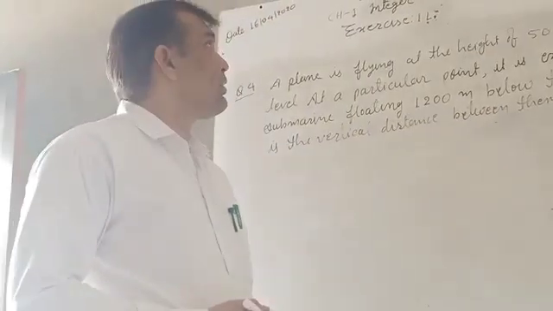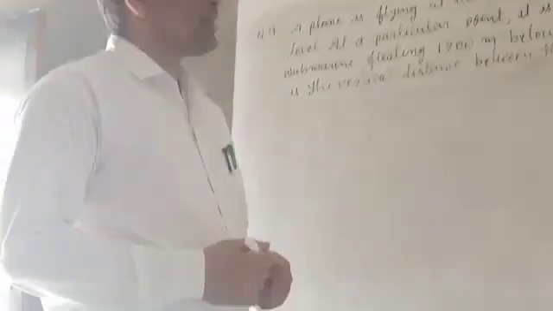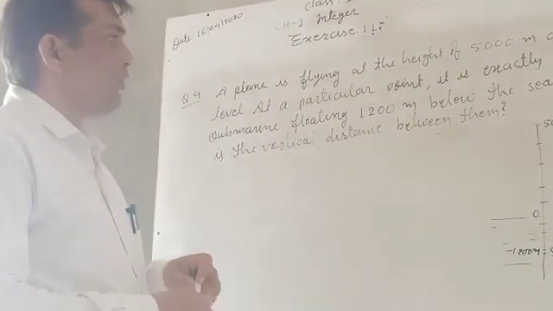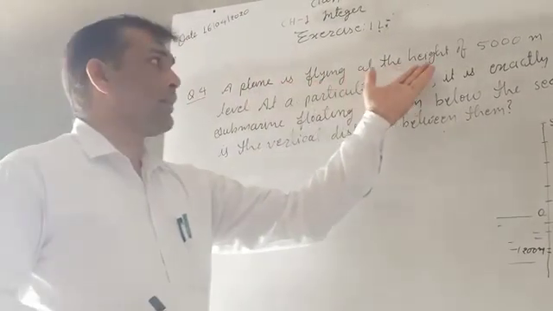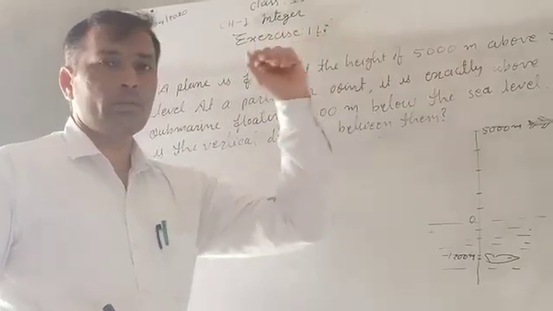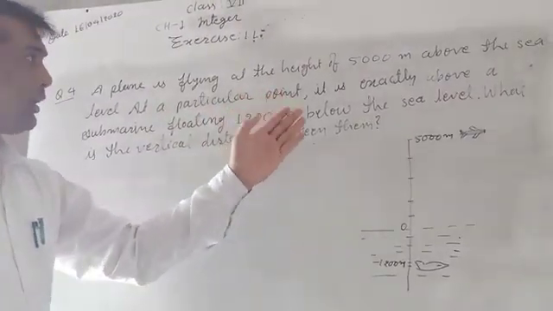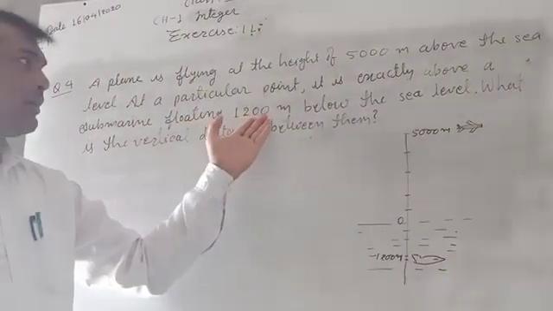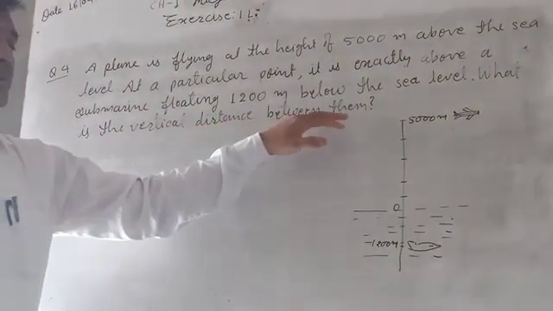Hello students, we are going to solve the next question of exercise 1.1, chapter 1, Integers, for class 7th. The fourth question is: a plane is flying at the height of 5000 meter above the sea level at a particular point. It is exactly above a submarine floating 1200 meter below the sea level. What is the vertical distance between them?